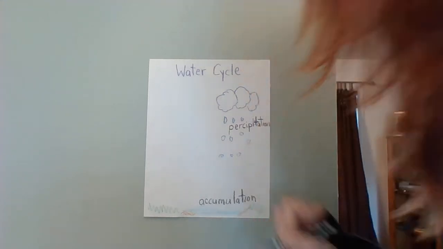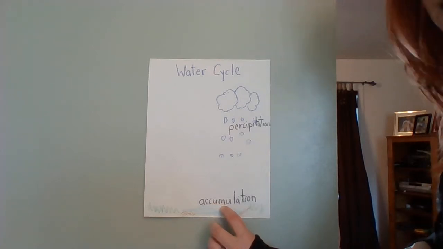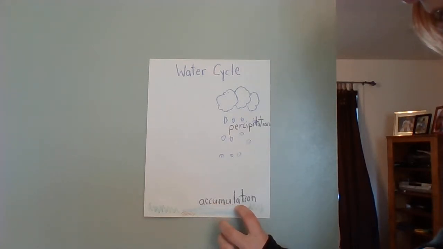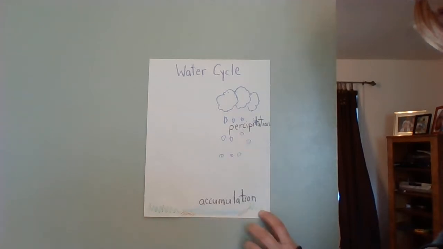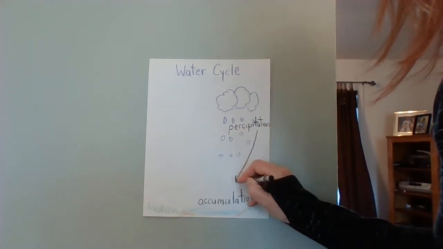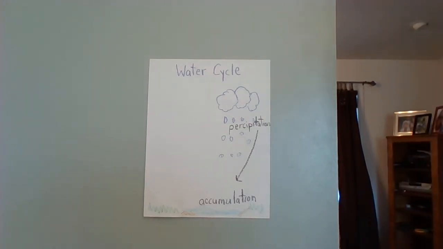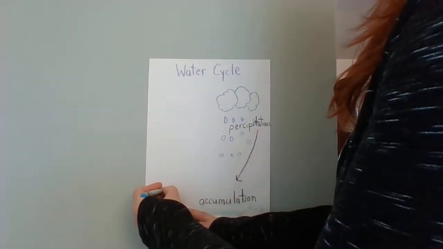It's kind of hard to see too. I know. Down here, accumulation. Accumulation. So you might want to draw an arrow from precipitation to accumulation because that's how it goes. Now, while you were writing that down, I'm going to go get another blue crayon. And I'm going to make some wavy lines over here.